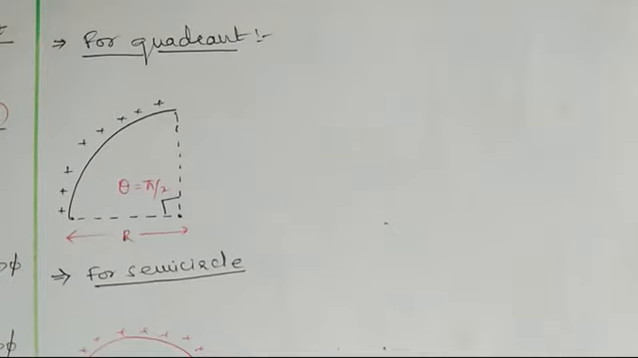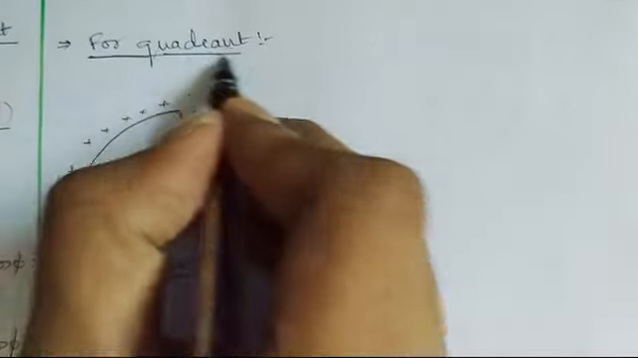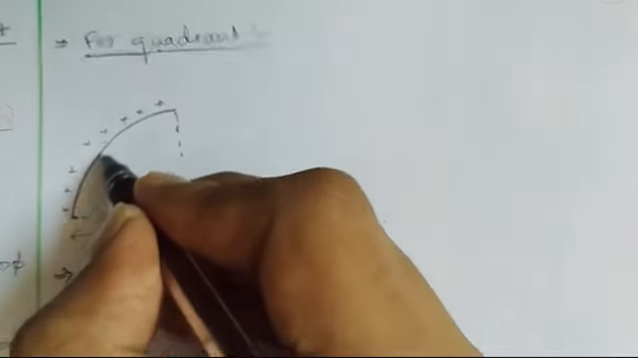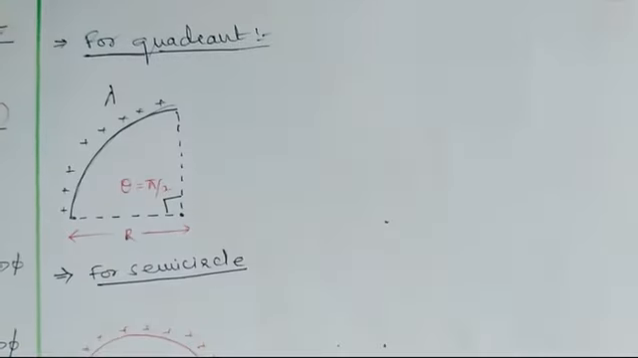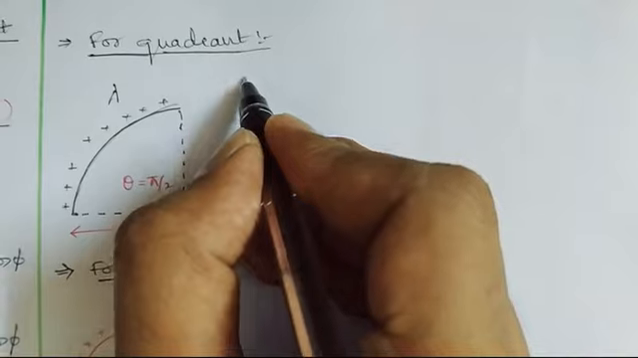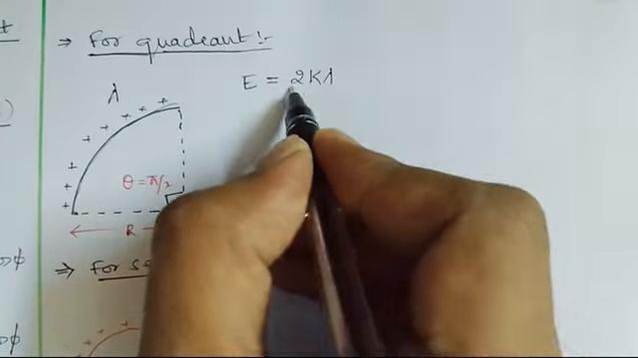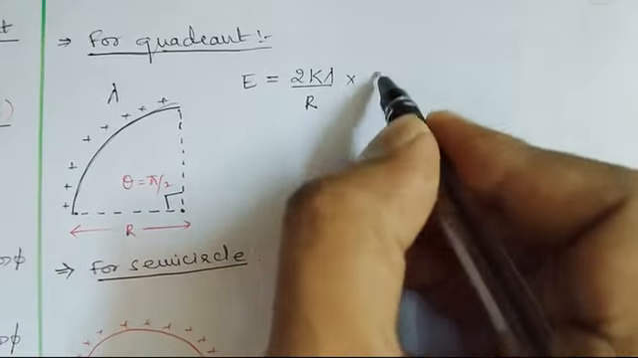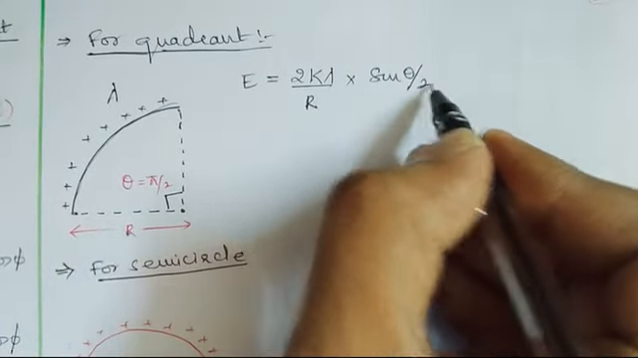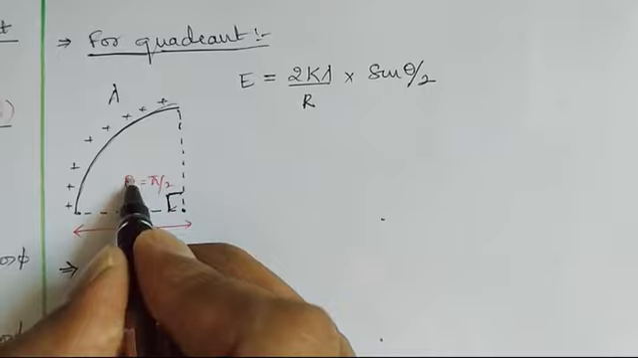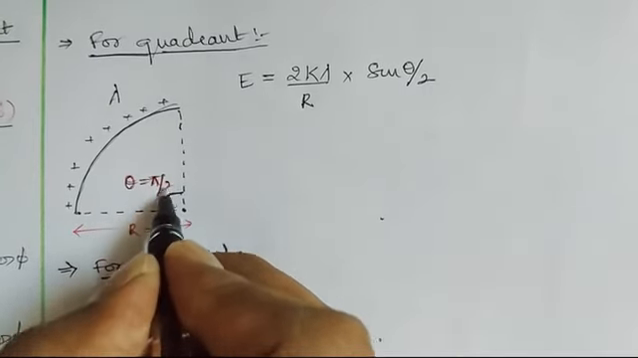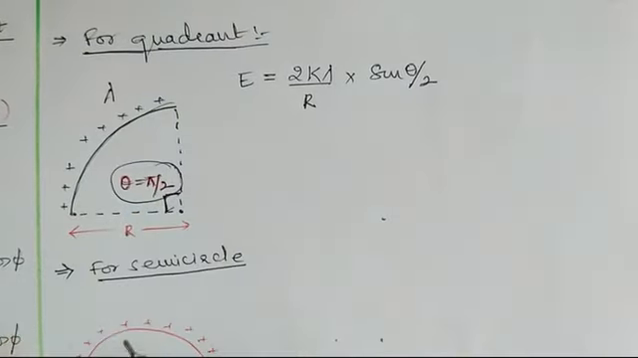Now some applications. If I take a quadrant, so if it is a linear charge distribution lambda, then we know due to an arc the electric field E is equal to 2k lambda divided by r into sine theta by 2. Now here what is the angle? Theta is equal to pi by 2. For a quadrant, the angle will always be equal to how much?